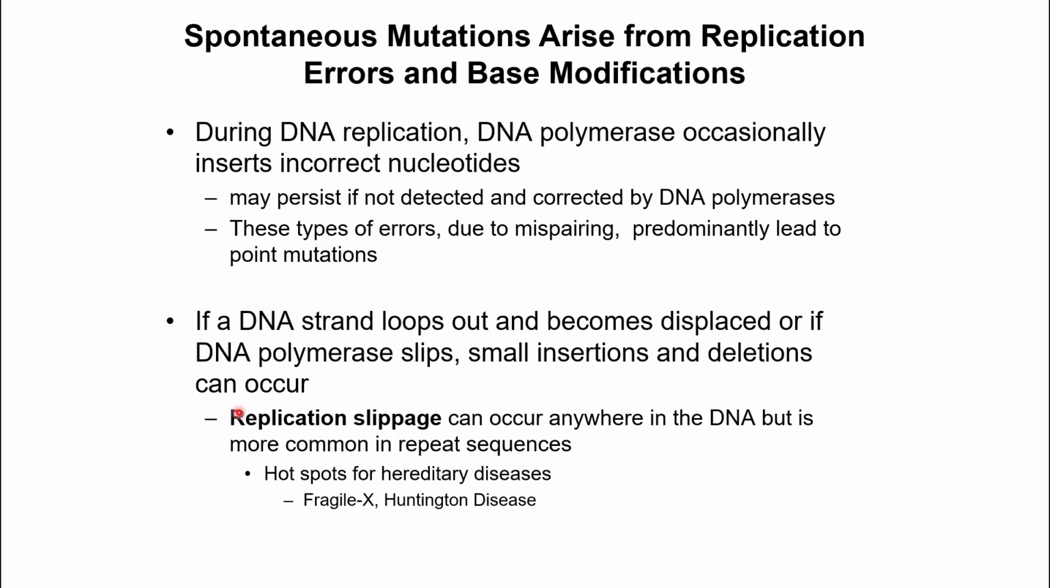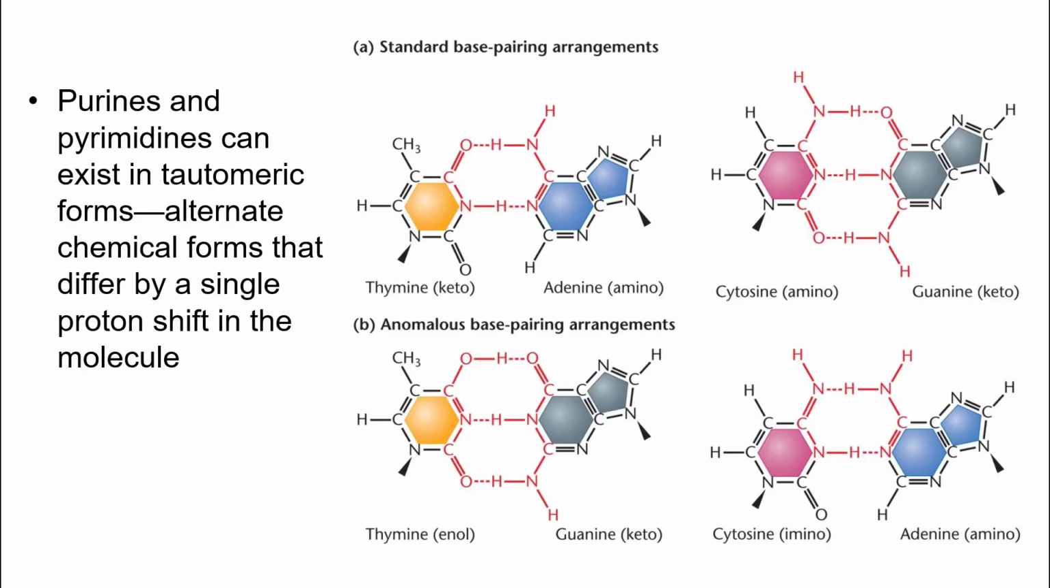Additionally, we can have a DNA strand that creates a loop, right? It loops out, becomes displaced during replication, and if that happens, the DNA polymerase can, quote unquote, slip. It kind of falls off and reattaches itself after the loop. And that can cause things like insertions or deletions. We saw that when we talked about the chromosomal mutations. A lot of the time, replication slippage occurs in regions of DNA where we have repeat sequences over and over again. We see that in Fragile X disease, which is on the X chromosome, and Huntington's disease, same thing. Okay, so that's DNA replication errors.